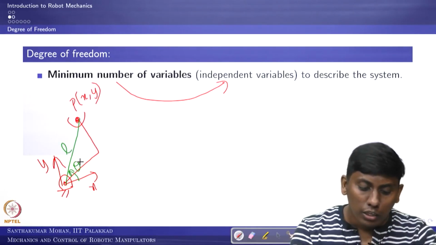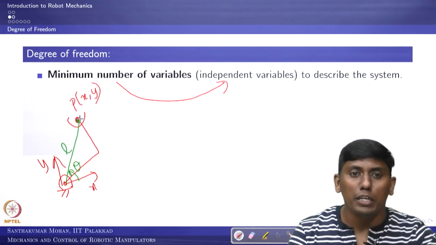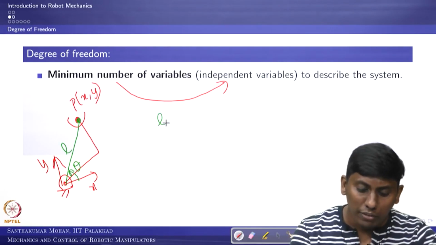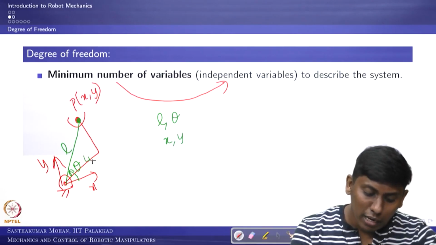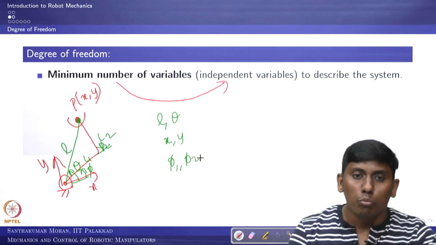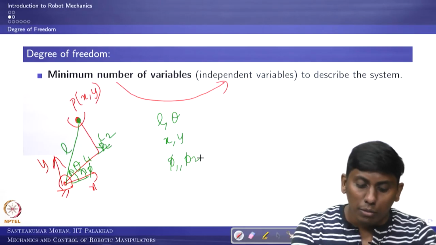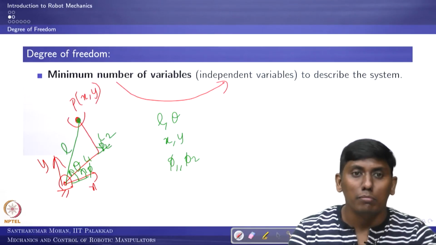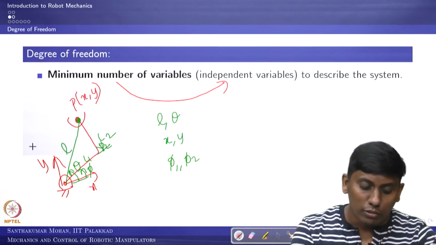For example, now if I want to define this point, how many variables are required? So I need L and theta, or x and y, or even if I say this L1 and L2 are known, I say this is phi 1 and this is phi 2. So you can see phi 1 and phi 2, right? So the minimum number of variables to describe the system is 2, right? So that is the case.